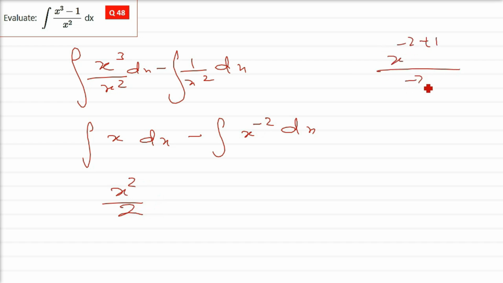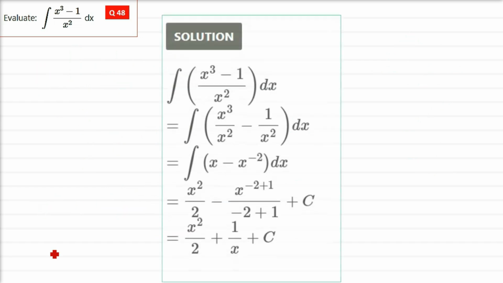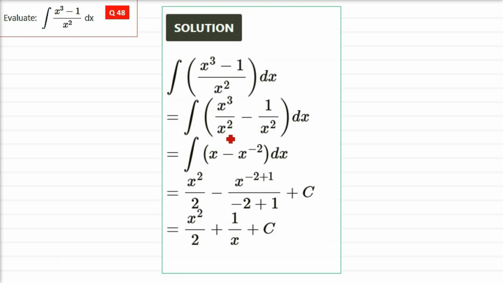So x to the power minus 2 plus 1 by minus 2 plus 1. So x raised to minus 1 divided by minus 1. So you'll get minus 1 by x here. So you can just add this. Minus minus will be plus, plus 1 by x will be there, plus a constant of integration. So this is your integration direct result. Alright, from here we started. So this is how you can do it. As I told you, it's a direct result, so you don't have to worry about it. Just separate them out in two parts.